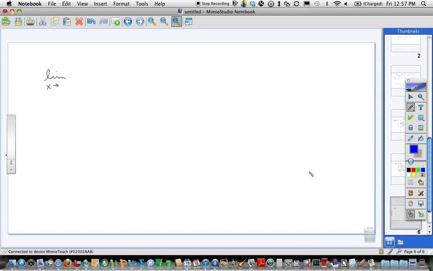So if I give you this problem right here, limit as x approaches 2 of x squared plus 3, does anybody have a guess of what they would write down for the answer to that? 7. And you got that by doing what?